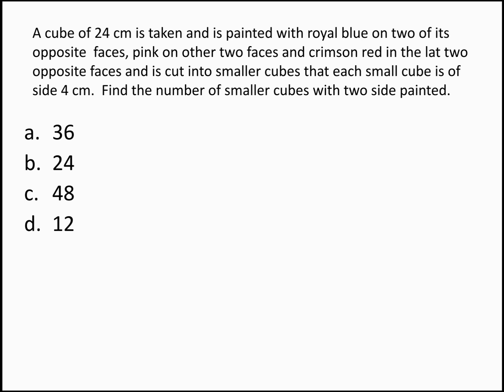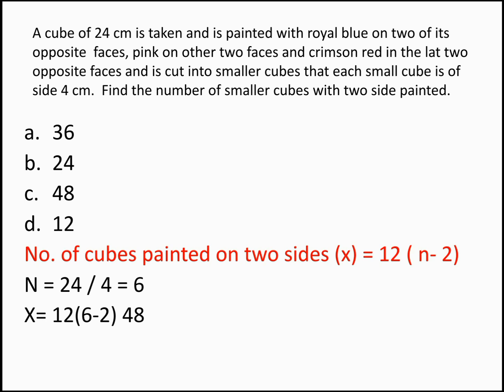So if it's going to be two sides painted, you know the formula as 12 into (n minus 2), where n is the side of large cube divided by side of small cube. Side of large cube is 24 and small cube is 4. 24 by 4 gives you 6. So 12 into (6 minus 2), that is 12 into 4 gives you 48. So the answer for this question becomes 48.